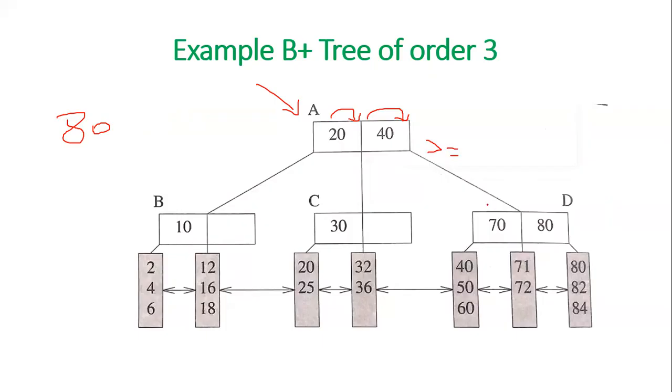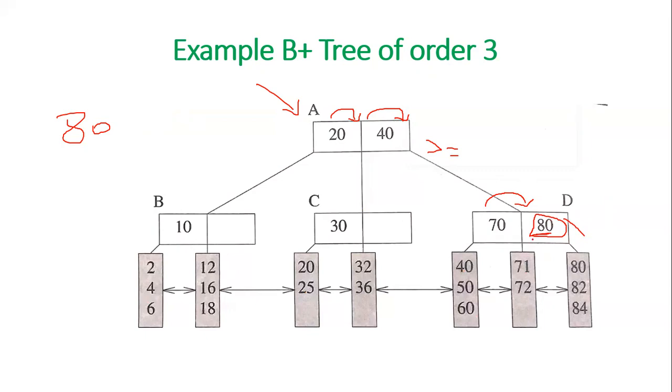80 is greater than 70. 80 is equal to 80. But is this a data node? No, it's not a data node, it's an index. So you cannot stop here. Again you have to take the right pointer, because the rule says that the data is available only in the data node.